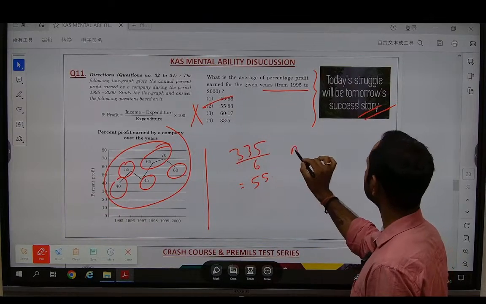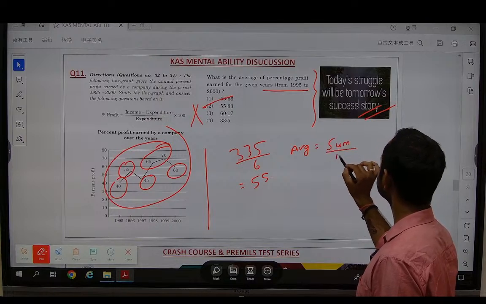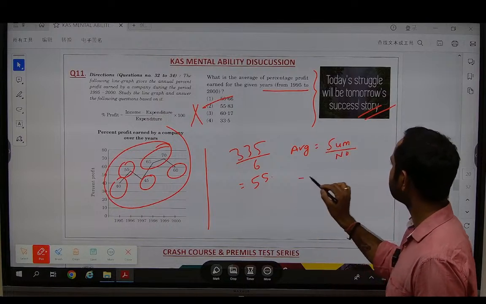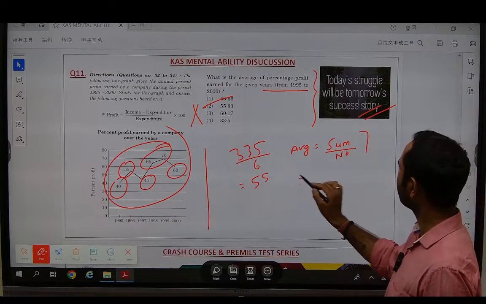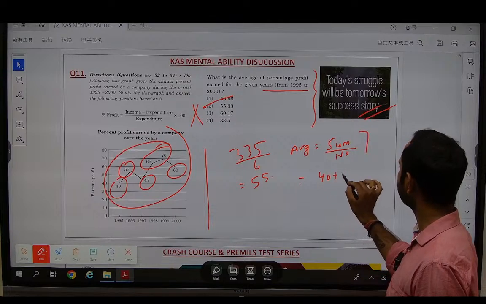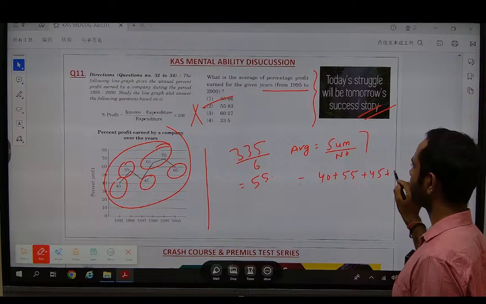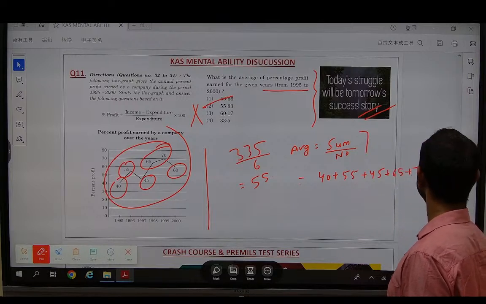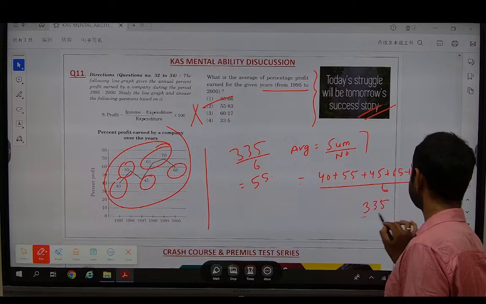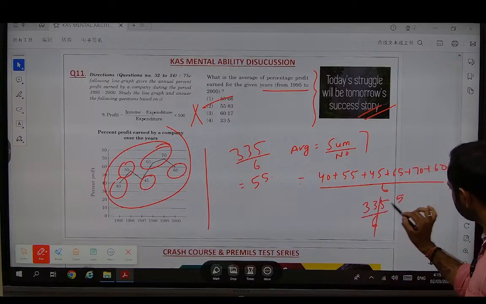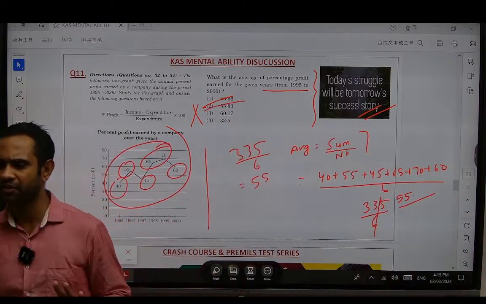Now let us try to understand. They are just asking for the average. Average will be equal to, my dear friends, sum by number. See, if you have to remember formulas, remember this kind of formula, which is very, very easy. So now 40 plus 55 plus 45, 40, correct? 65 plus 70 plus 60 and then divide by 6. If you divide 335 by 6, see 6 5s are 30, then again 6 5s are 30. After that I don't need it because there is only one option which starts with 55.